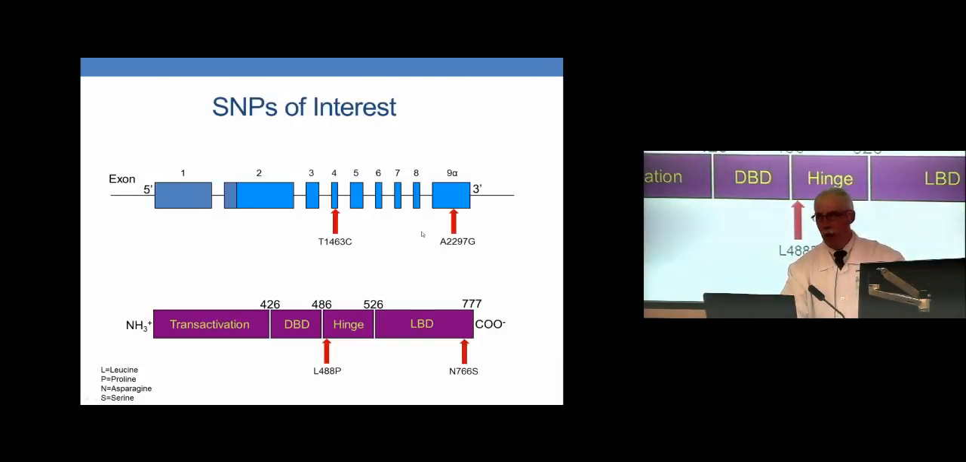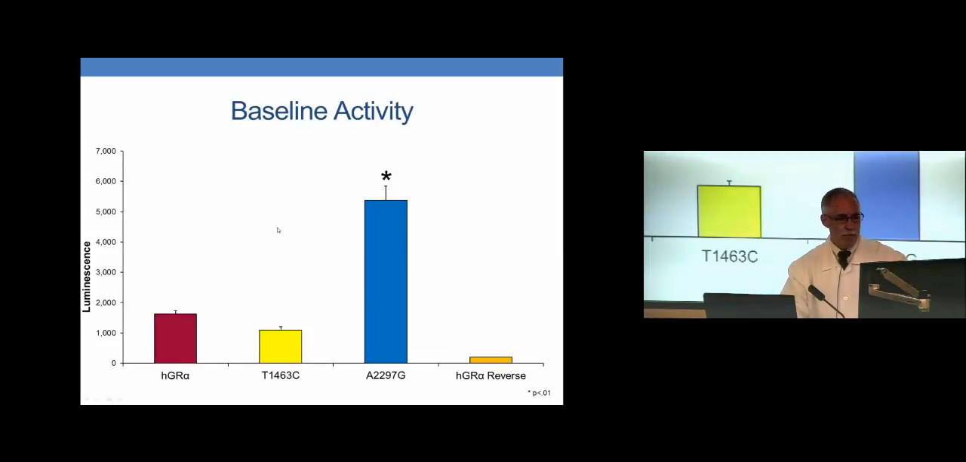And we found a few other mutations that led to hyper response. This work was done by Dr. Lasker, who showed that, okay, we had one mutation, and it's a hyperresponder at baseline.